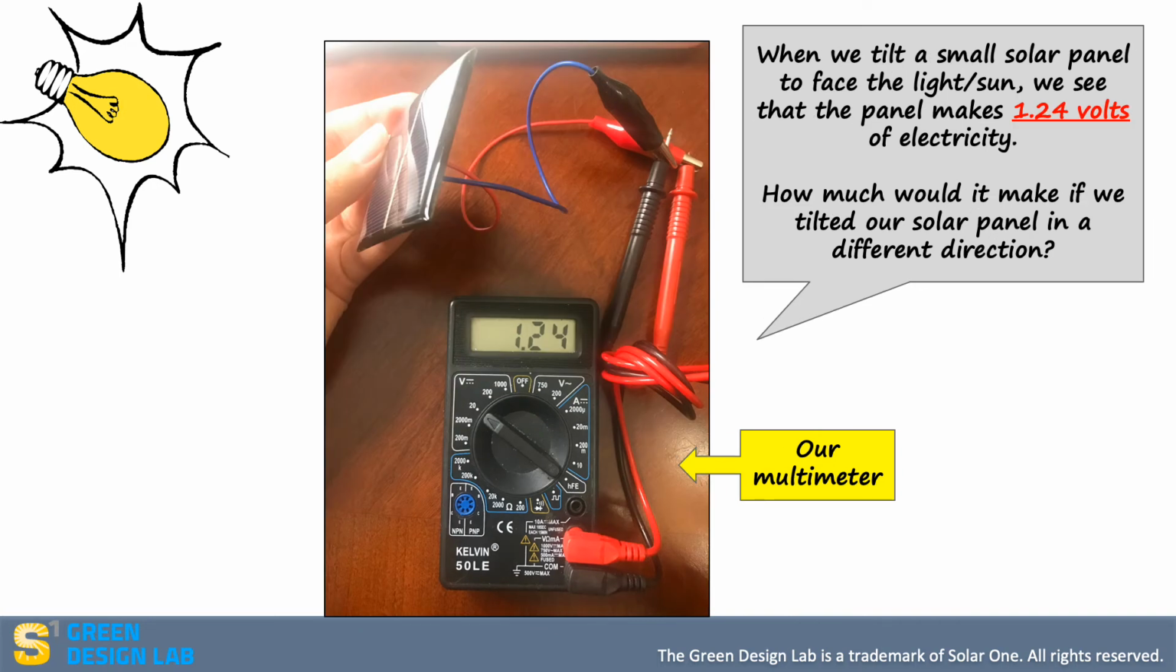If we tilt our solar panel up off the table towards the light, we see that our reading on the multimeter increases. If the light reaches the solar panel more directly, the solar panel is able to produce more electricity. What if we change the solar panel position again?